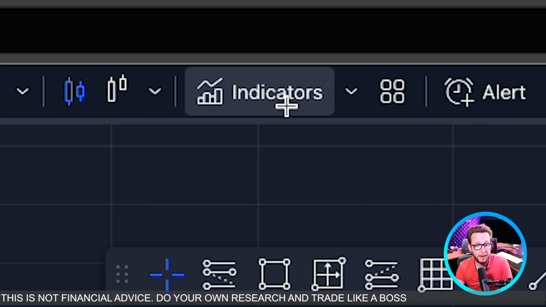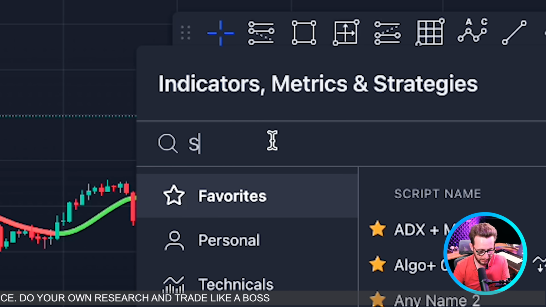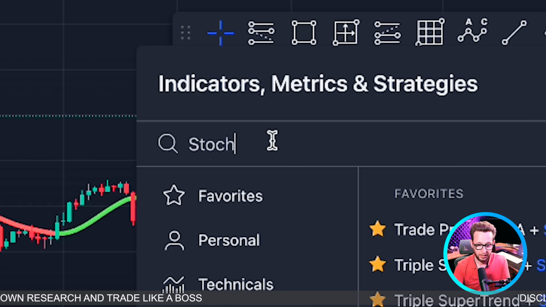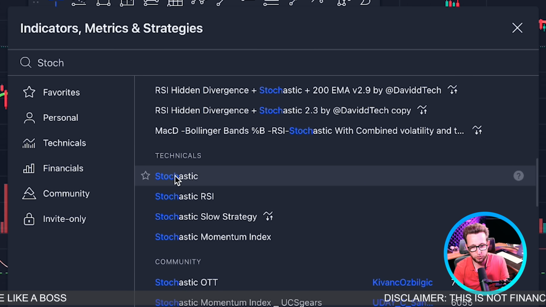We're going to now add another indicator, which is going to help us to stay out of the market at the wrong times. This indicator is called the Stochastic. We're going to go all the way down to the technicals section of TradingView and add this Stochastic indicator just here.